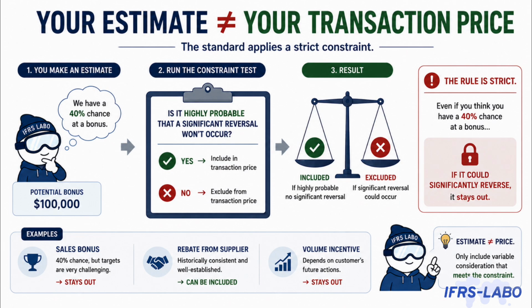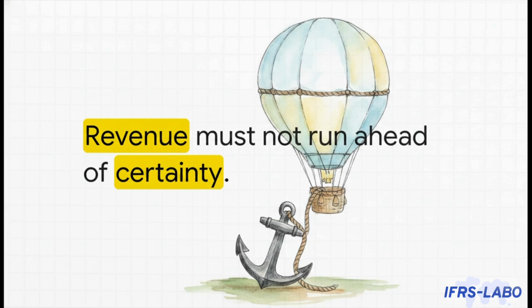But here is where you have to stop and pay attention. Your estimate is not automatically your transaction price. The standard applies a very strict constraint. You can only include that variable consideration if it is highly probable that a significant reversal won't occur later on. Even if you think you have a 40% chance at a bonus, if that number could significantly reverse, it stays out. The rule here is absolutely definitive. Revenue must not run ahead of certainty.